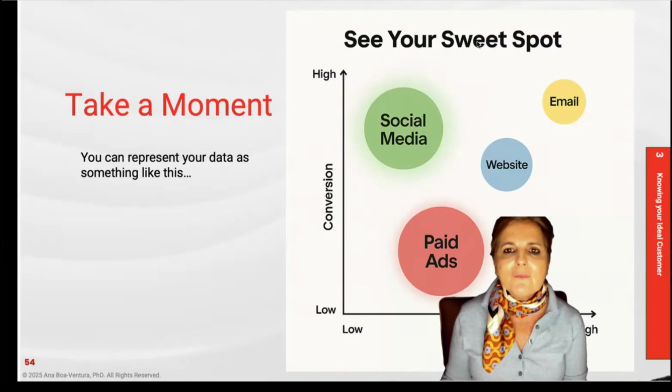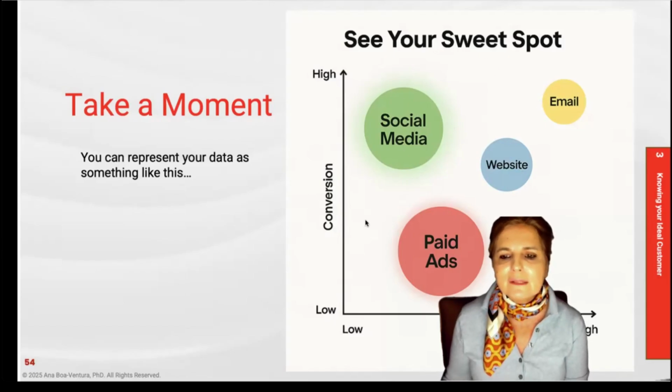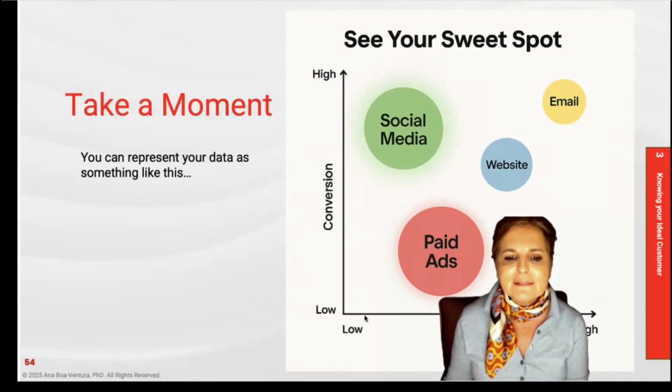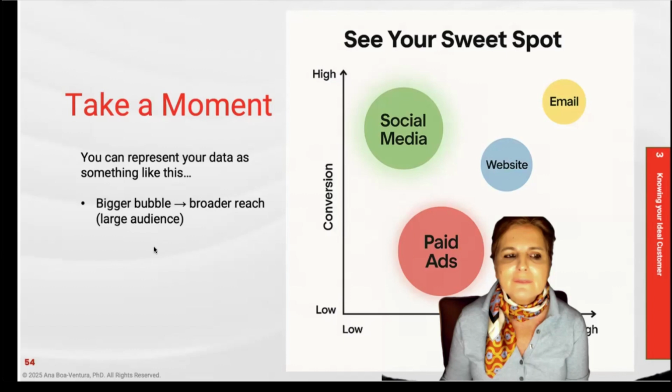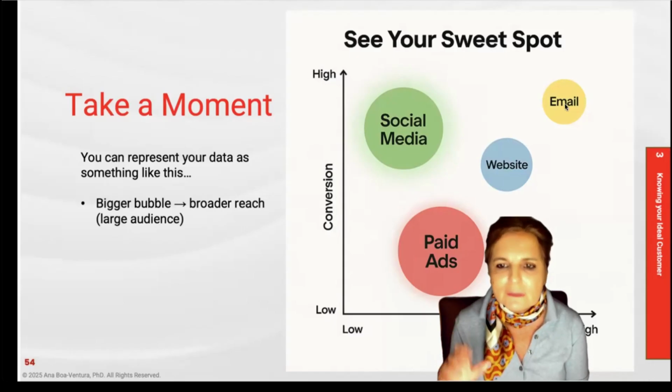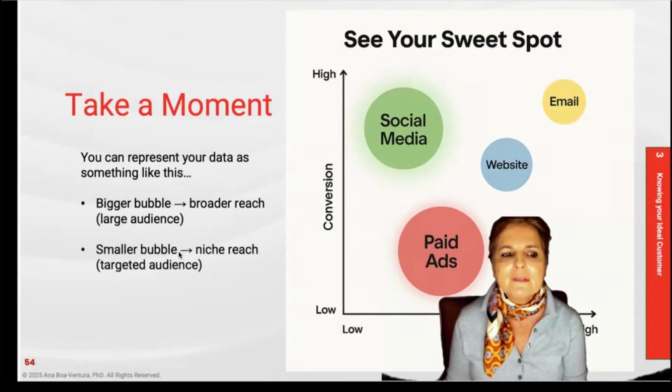So see what your sweet spot is. In the example that we're seeing here, of course, it's anything that's high on the conversion and low on the cost. So if you see low cost, and high on conversion, we have social media. So that's our sweet spot in this case, okay? So the bigger the bubble, the broader the reach, the larger the audience. So these two have a big reach. The website and the email have a more targeted, smaller reach, especially the email marketing. Okay, smaller bubble is a niche reach, so targeting of the audience, email and website.